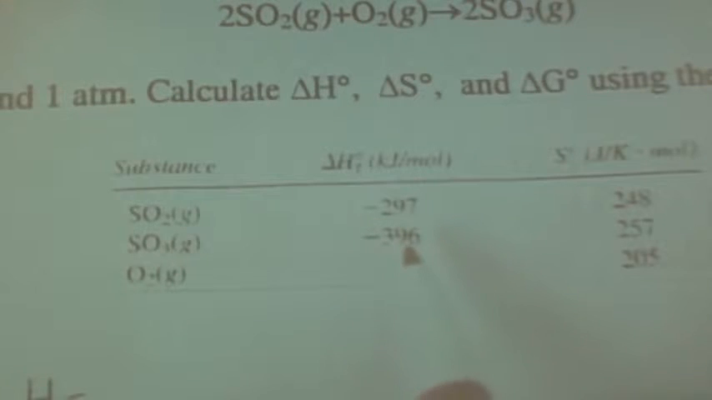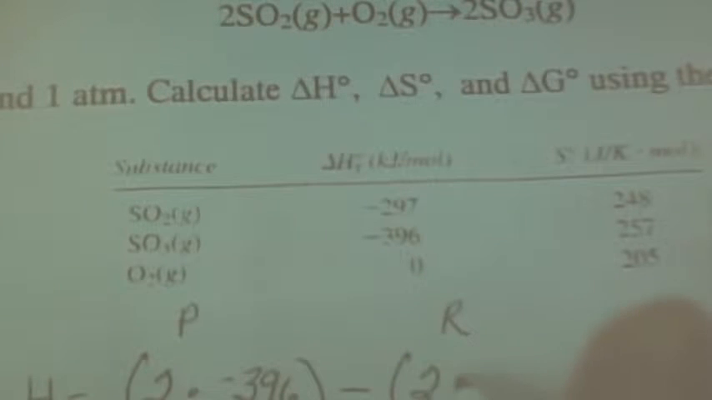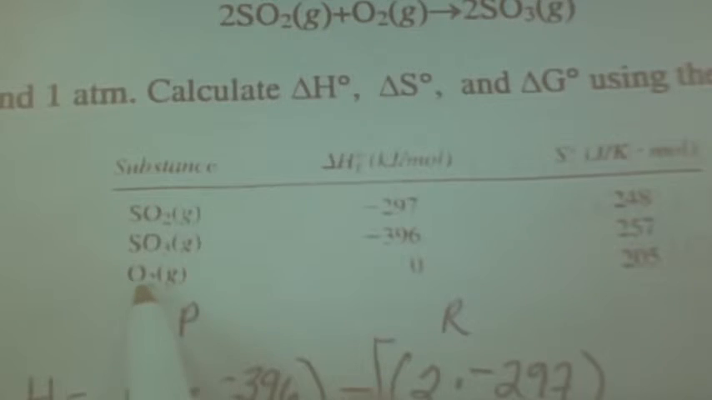And here we go. We have 2 times SO3, which is minus 396, minus, that's the products, minus the reactants. And our first reactant is the SO2. There are 2 of them, so it's 2 times minus 297, plus the value of the oxygen. Remember that oxygen is 0 because it's an element.